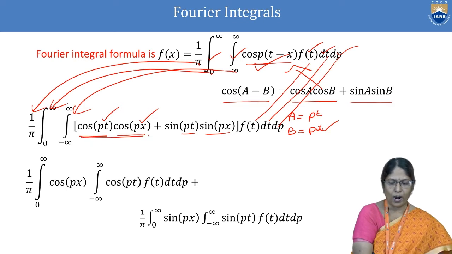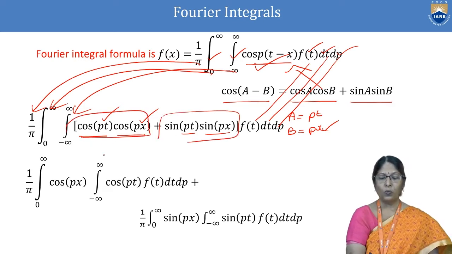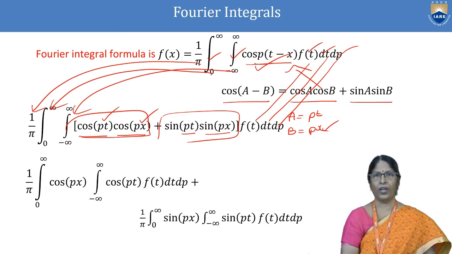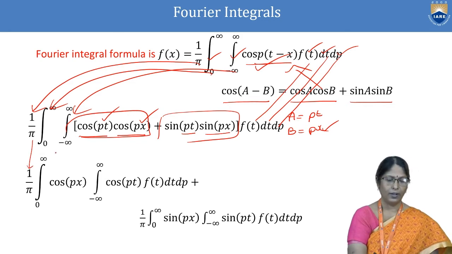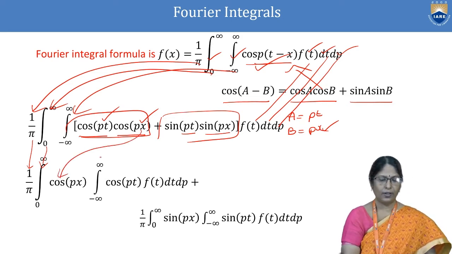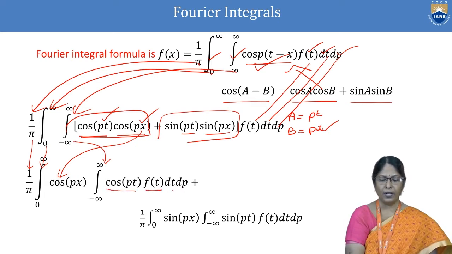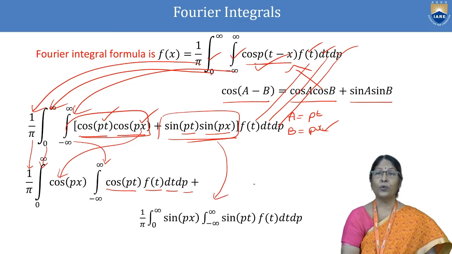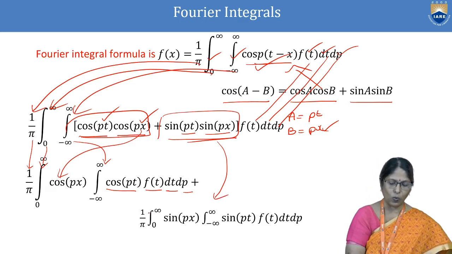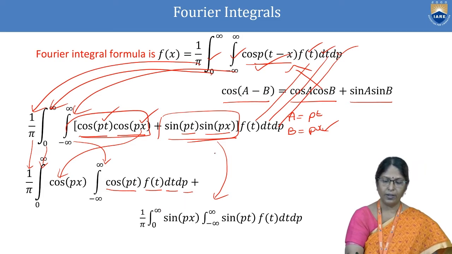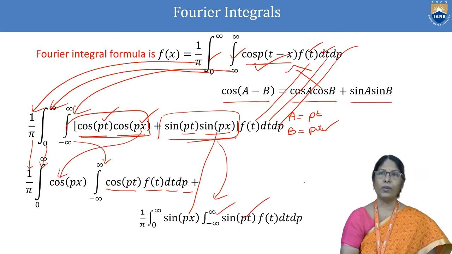Now, here one term, this is one term. We have expanded it in such a way: 1 by pi as it is, integral 0 to infinity as it is, cos px we have taken in front, and integral minus infinity to infinity cos pt f of t dt dp, plus the other term, which we wrote as a separate integral, that is 1 by pi integral 0 to infinity sin px integral minus infinity to infinity sin of pt f of t dt dp.